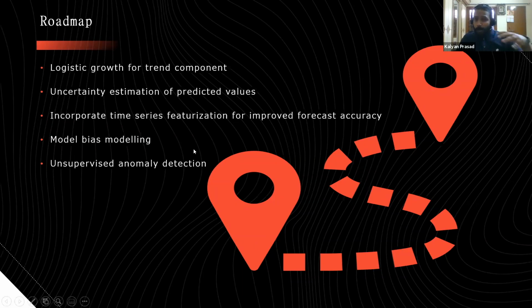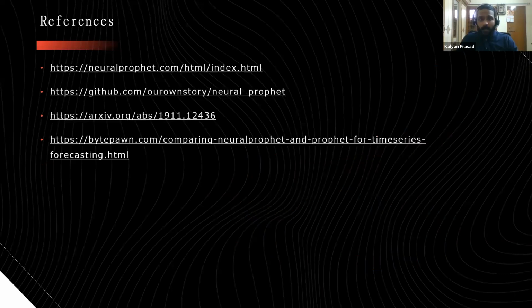As per the GitHub documentation page, these are some of the features which will be included in upcoming versions of NeuralProphet: logistic growth for trend component, uncertainty estimation for prediction values, time series featurization, improved model-based modeling, and unsupervised anomaly detection. These are some amazing features which we can experiment with in the NeuralProphet library.